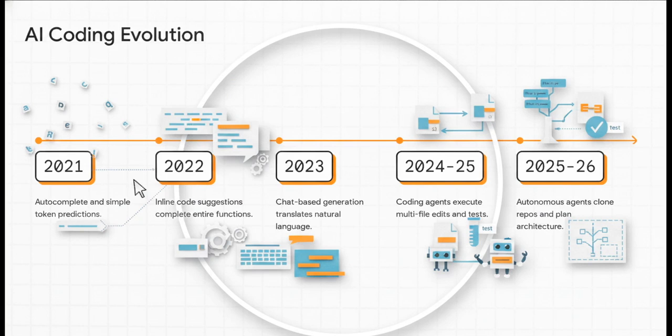You really have to stop and think about how insanely fast this evolution is happening. Back in 2021, AI was basically just an advanced autocorrect, guessing your next few characters. Fast forward to today, we literally have autonomous systems that can clone an entire project, plan the architecture, test the code, and submit it without a human typing a single line. It's a completely exponential leap.